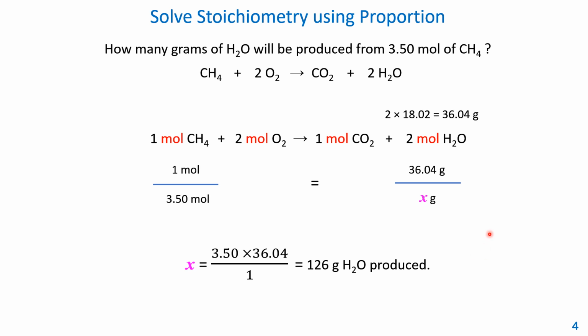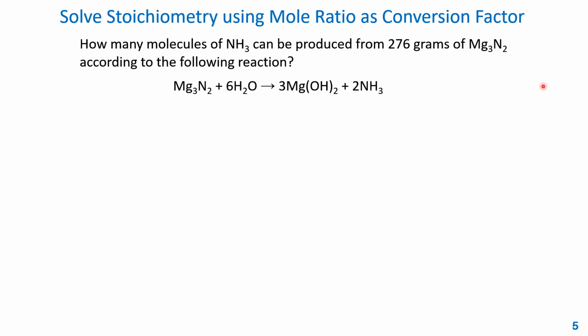Now the third example. Another example shown here is: how many molecules of ammonia can be produced from 276 grams of magnesium nitride according to the following equation? So this is the balanced chemical reaction.